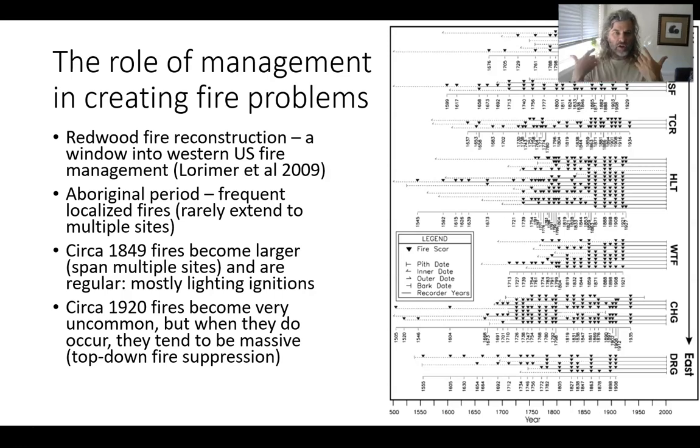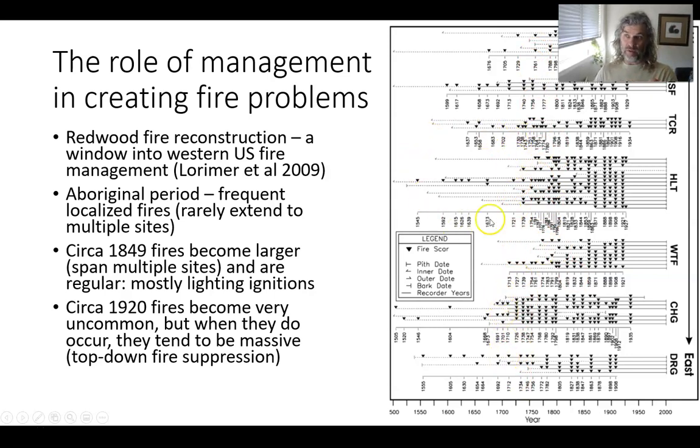During our section on fire, we talked about fire history and how it has changed in California over time. Let me just give you a reminder. This is a paper by Craig Lorimer, and it's a reconstruction of fire frequency prior to the genocide, and really prior to the establishment of the mission system. What we tend to see are very frequent fires, but fires that do not tend to spread between sites. This graph is showing sites at different distances from each other.